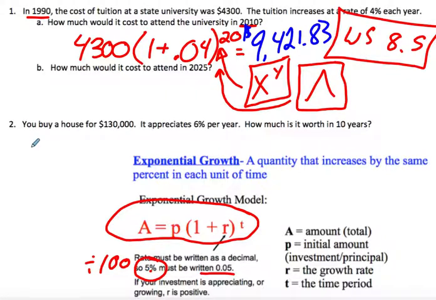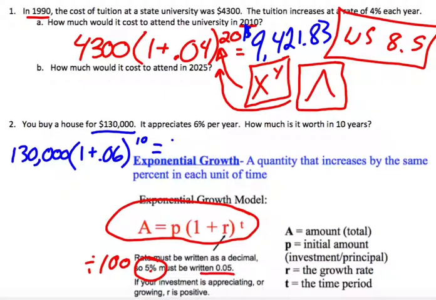Number 2, we'll skip to, you buy a house for $130,000. So houses are investments. Sometimes it pays off, sometimes it doesn't. It appreciates at 6% per year. How much is it worth in 10 years? All right, so our initial investment was $130,000. That goes in place of P in our equation. We always have a 1 plus because it's growing. And then our rate is 6%, so 0.06 raised to the power of 10. So your final answer there is going to be $232,810.20.